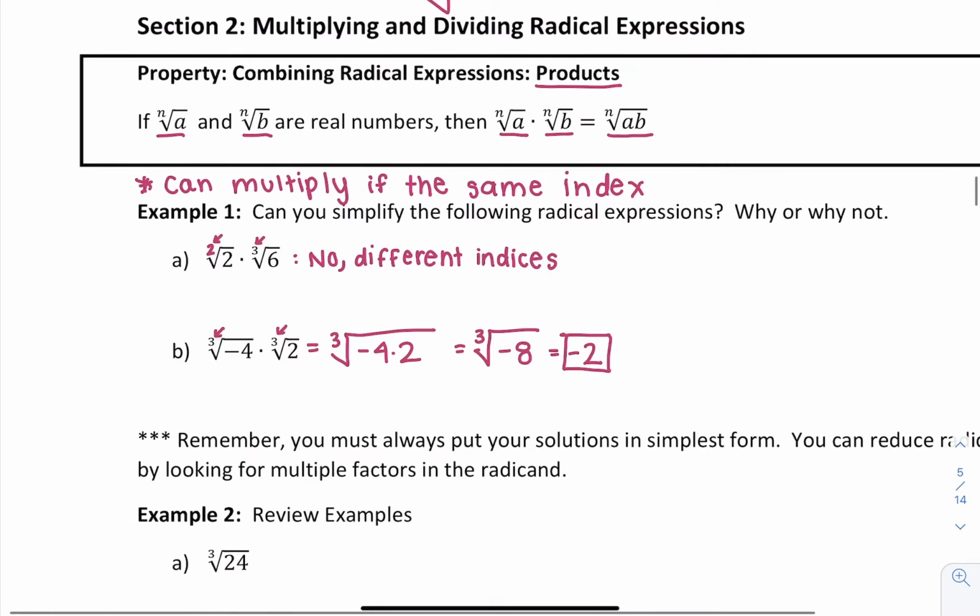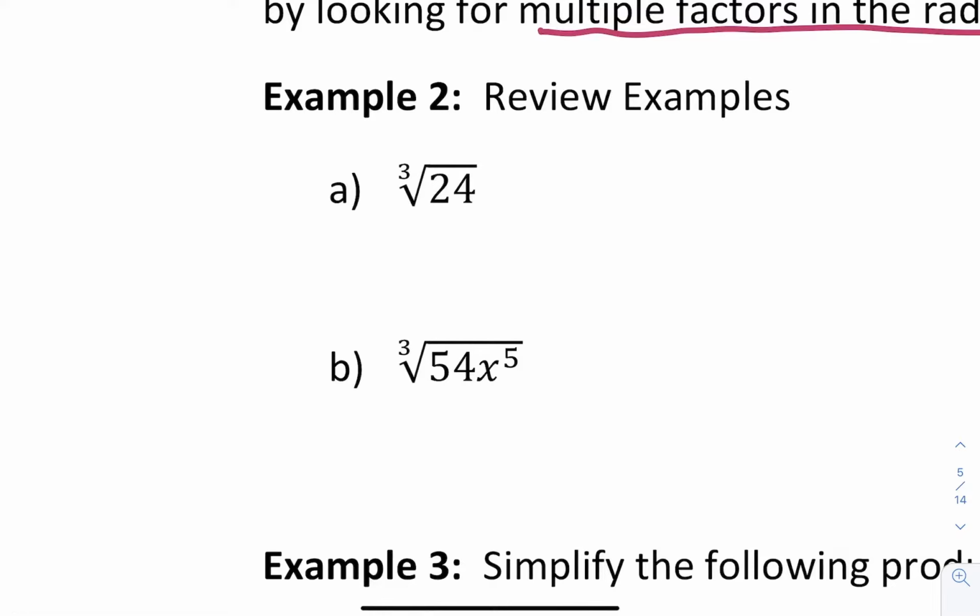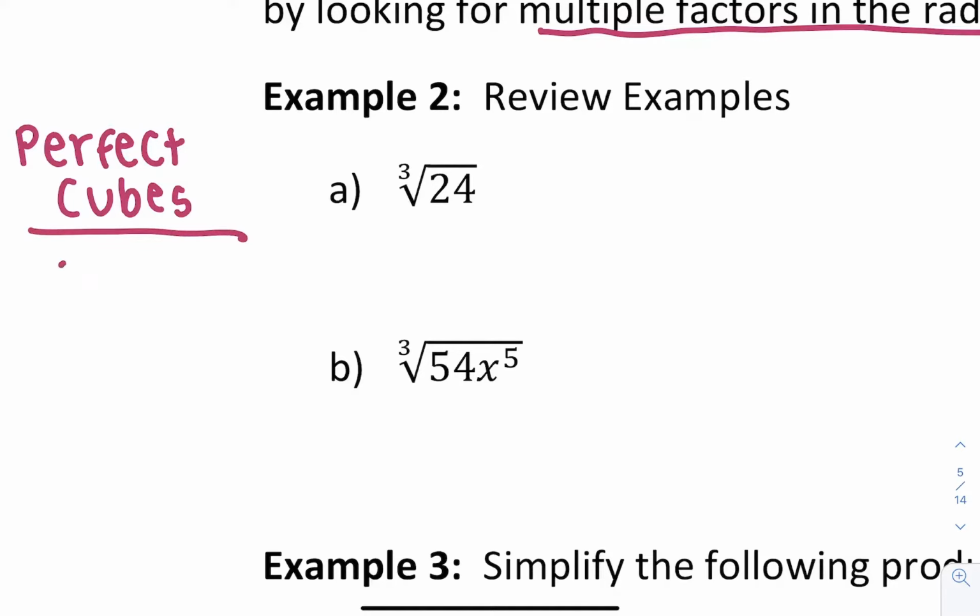So now we're going to review first. Remember, you always have to put your solutions in simplest form. You can reduce radicals by looking for multiple factors in the radicand. We can do this with the factor tree, or by looking for perfect squares or perfect cubes. If we have cubes, we have to remember our perfect cubes. These numbers are like 1 cubed, or 2 cubed, which is 8, or 3 cubed, which is 27, and so forth.